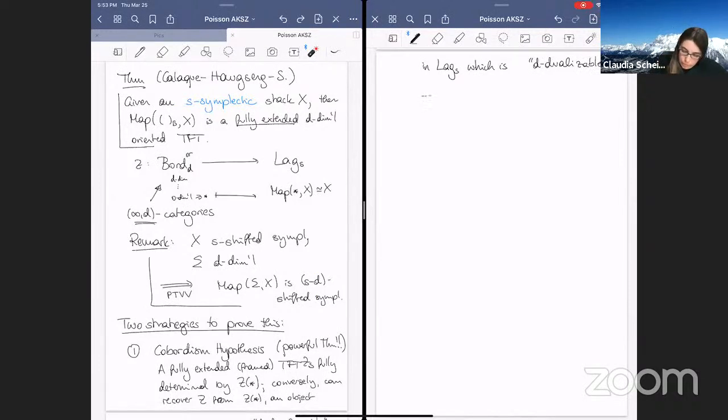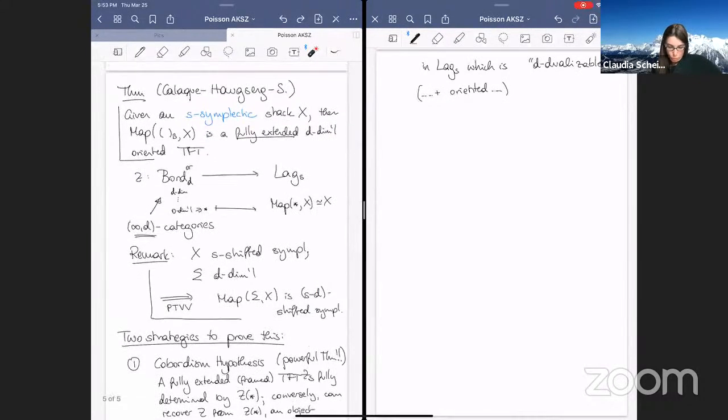Plus there is something you have to deal with to get an oriented theory, but this is not so important at this point. This is very powerful in the sense that we just have to analyze our object X as an object in this category Lag S, and then this powerful theorem will tell us we do get a fully extended TFT. However, we won't know a priori what it looks like. The cobordism hypothesis tells us a beautiful existence result, but it doesn't tell us how to actually compute the values on the manifolds.